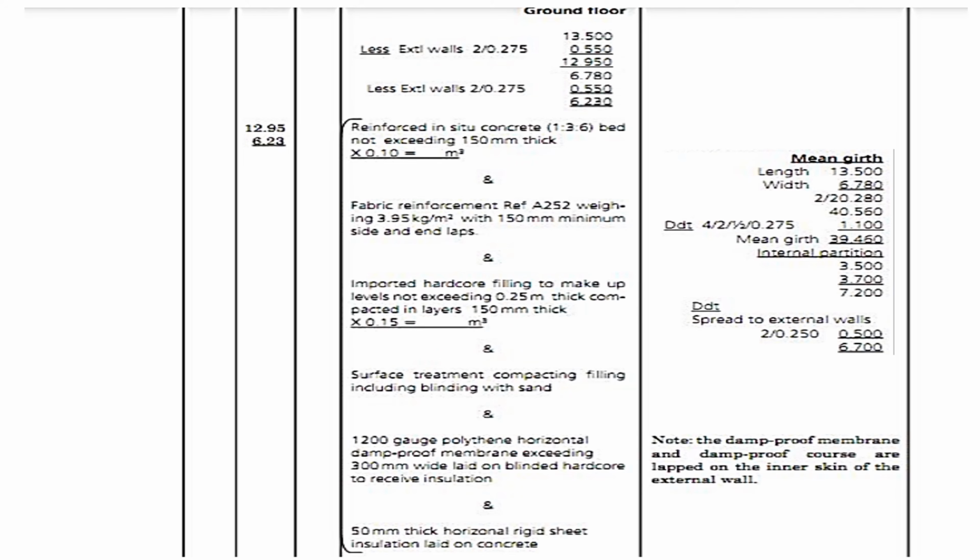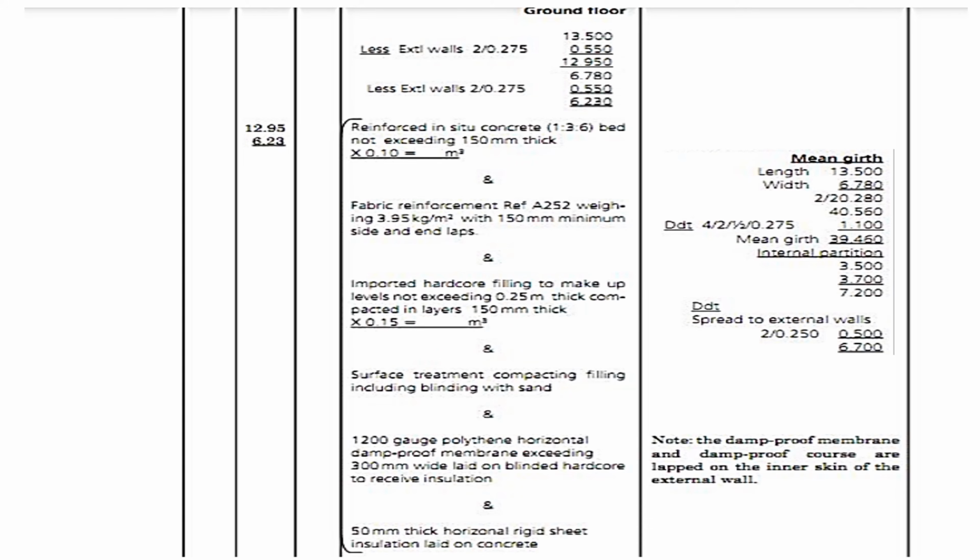So for all this area, we shall do the C2, the concrete. If you want to get the volume of concrete, we shall multiply by the depth of that concrete, which is 100 millimeters. Okay, then we measure the fabric reinforcement. We go to the hardcore. If we want to get the volume of the hardcore, we shall multiply by the depth. We go to surface treatment, then DPM, then the insulation.